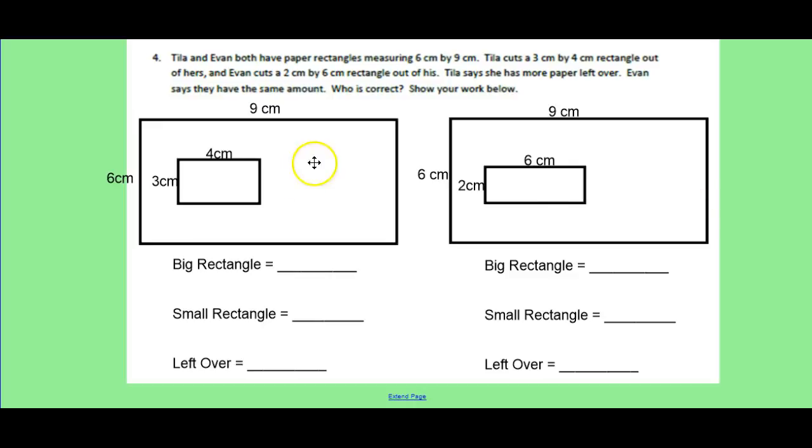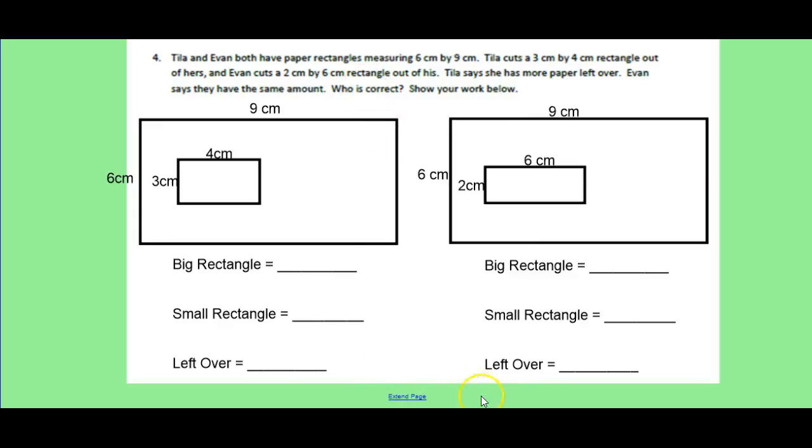Okay, so for both of these, they are going to have the same area for the big rectangle because they both have rectangles that are 6 centimeters by 9 centimeters. So both of their big rectangles are going to have the same area. It's just the smaller rectangles that are made up of different side lengths that you'll have to write the area down for. And then to find what is left over, you just take away the smaller rectangle's area from the bigger rectangle's area, and you'll get what they have left over. Now make sure you're not just putting the numbers, that you're also putting square centimeters with it.